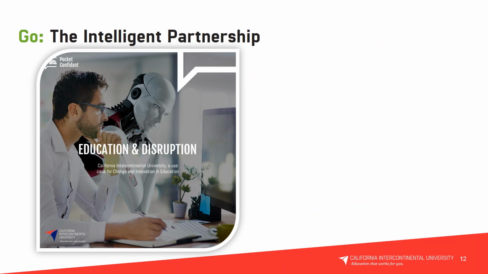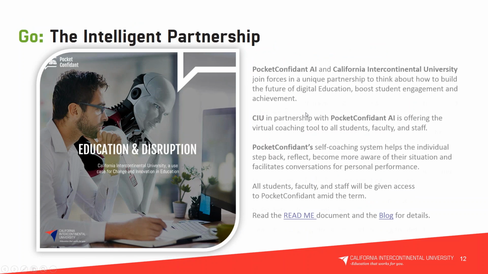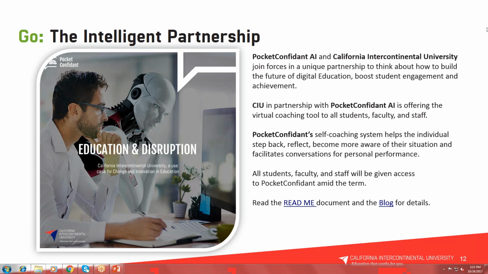Okay, now what you're seeing here on your screen is a new application that we'll be offering to CIU students. It's called Pocket Confidant, and Pocket Confidant and California College University have joined forces in a unique partnership to boost student engagement and achievement. Pocket AI is, to put it bluntly, a virtual coaching tool, and it's available to students, faculty, and staff.